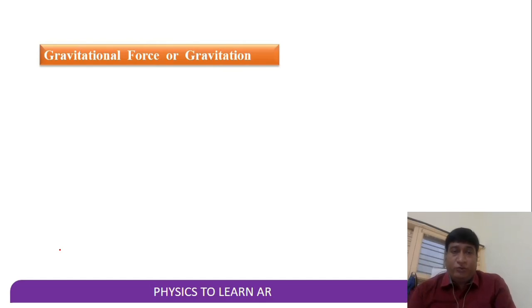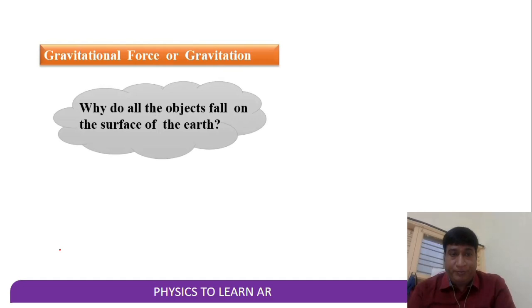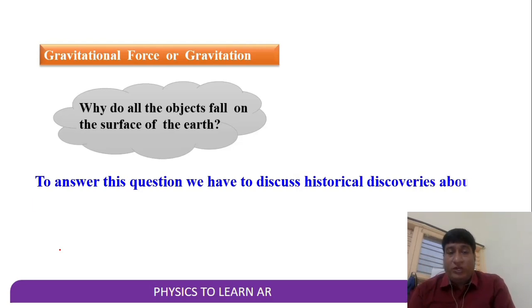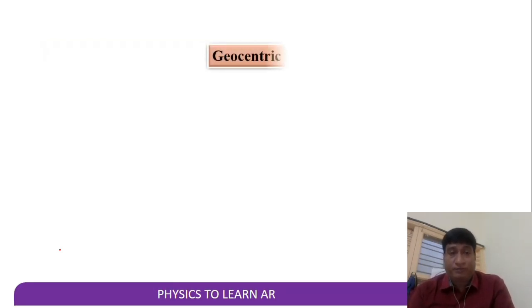So gravitational force or gravitation, what can we discuss? Why do all objects fall on the surface of the Earth? What is the reason for that? To answer this question, you have to discuss the historical discoveries about planetary motion, before going on to Kepler's laws.